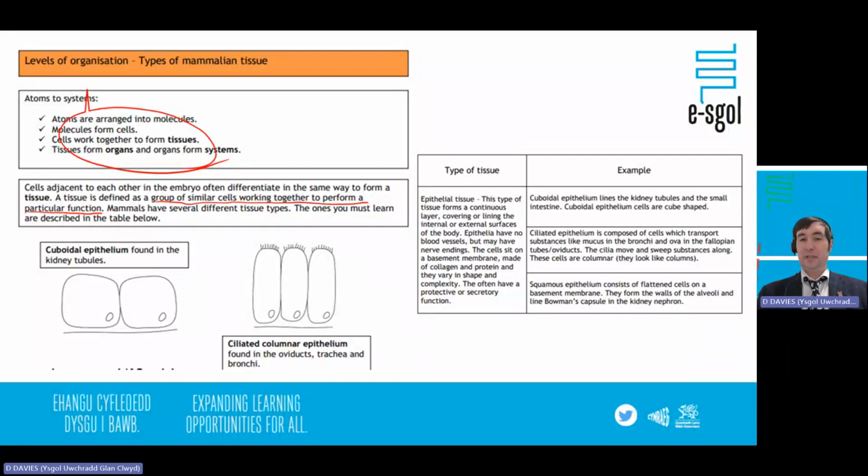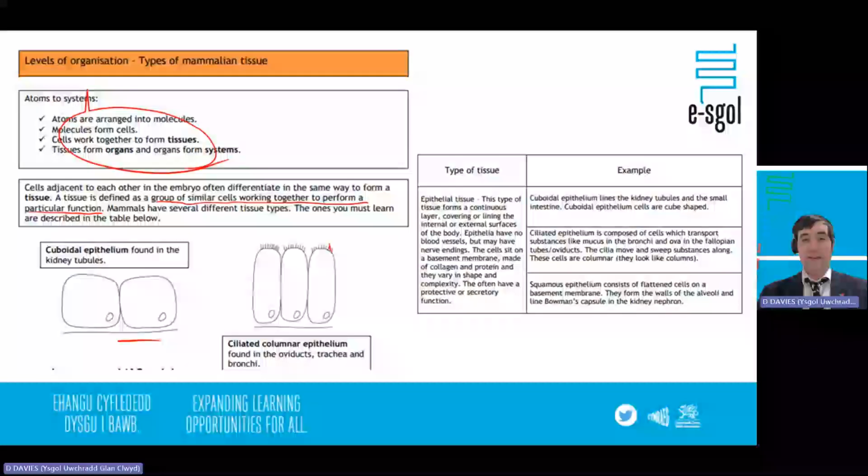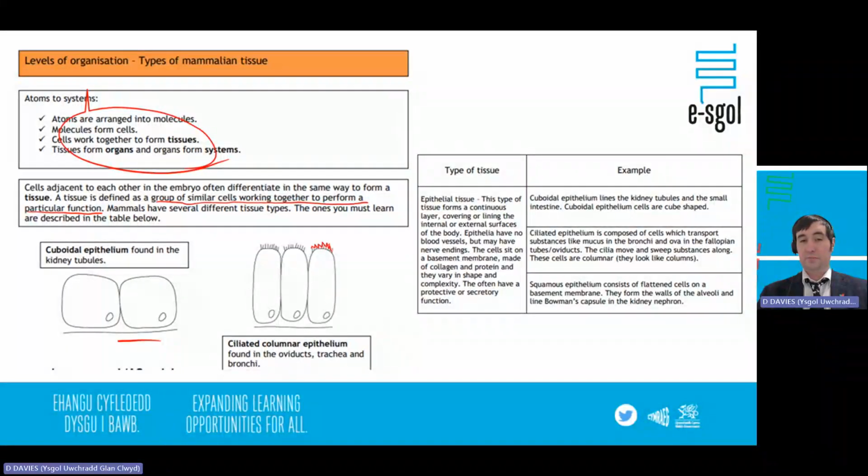So there are three types. There is cuboidal epithelium, which, as the name suggests, are little cubes, like these guys here. There is ciliated epithelial cells, which have little hairs on top. I sometimes refer to these as Bart Simpson cells because they've got a Bart Simpson hairdo. Columnar means that they are columns. They're not cubes like these guys here, they're tall and thin with their Bart Simpson hairdo.